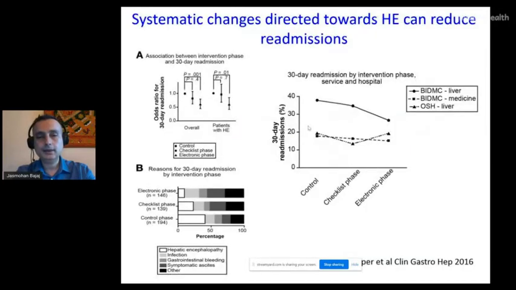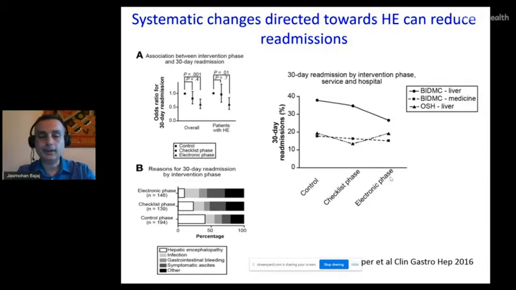In this nice study done by Dr. Tapper, they had three groups. One was a control group. They didn't do anything, the usual regular care. The second one was a checklist. Remember, I told you Tokyo checklist before? The third one was an electronic phase. The checklist meant that you have to go through a paper checklist, but the patient can still be discharged. Electronic phase means until and unless everything in that electronic thing, which included things such as started them on lactulose, rifaximin, etc., was done, this patient could not be discharged.